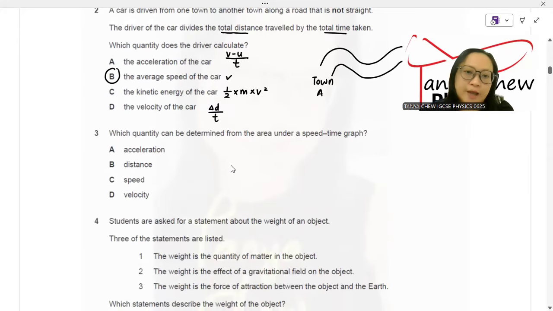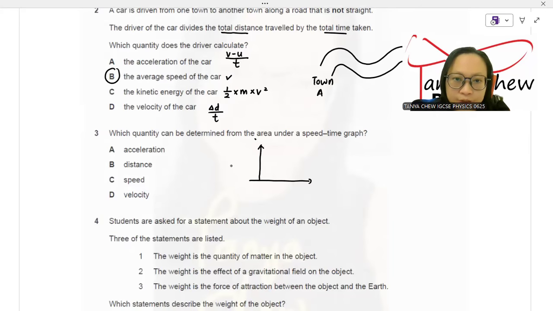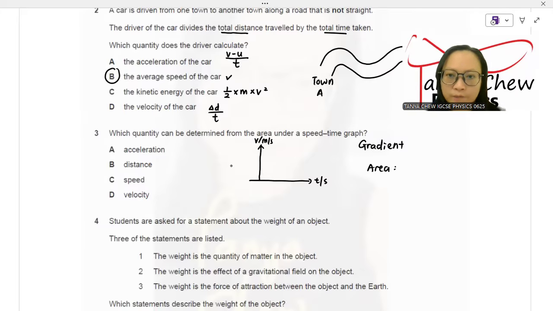Number 3, which quantity can be determined from the area under a speed-time graph? When a graph is being given, this is the speed-time graph, right? Regardless of the shape of the graph, straight line or curve, not a problem. There are two pieces of information that you could obtain from the graph. One is the gradient of the graph. The other one is the area under the graph. The gradient of the speed-time graph represents acceleration, and the area under the speed-time graph represents the total distance. Look at the question again. Which quantity can be determined by the area under the speed-time graph? That is distance. B is the answer.